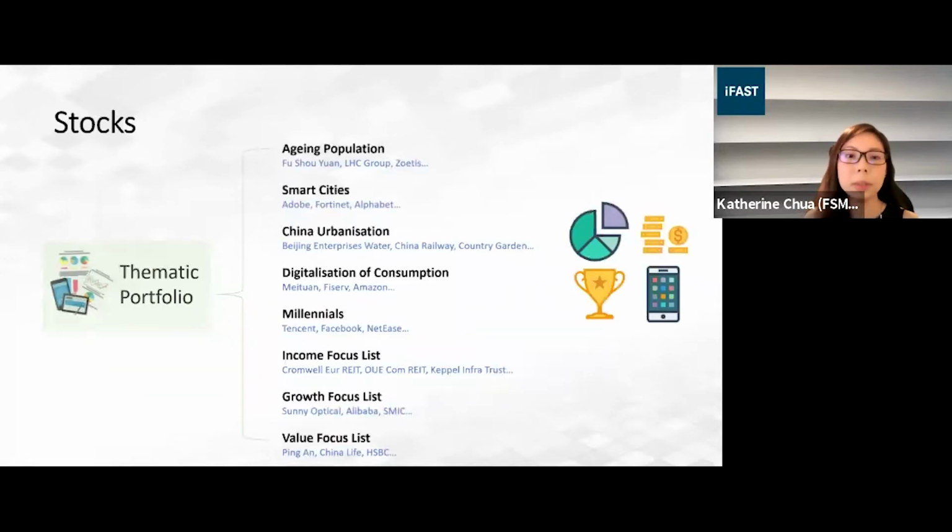Yeah, so to spark some investment ideas, our research team has also created a list of stocks within the thematic portfolio, which seeks to identify and capitalize on long-term mega trends that will drive tomorrow's markets. Some of the trends we have shortlisted include aging population, China urbanization, millennials, digital consumption, smart cities, and so on.